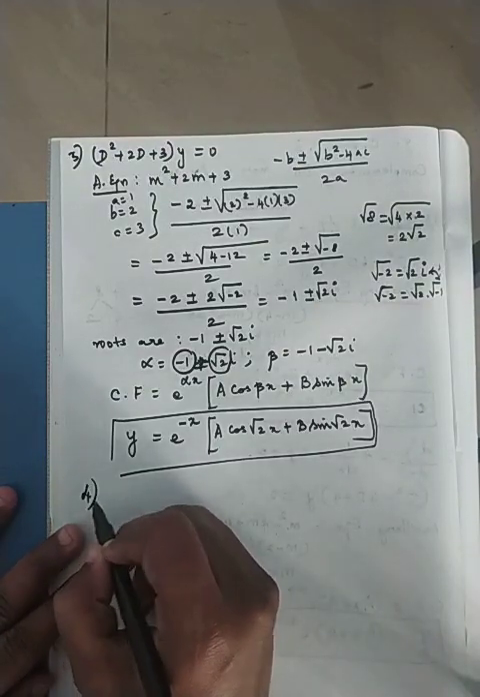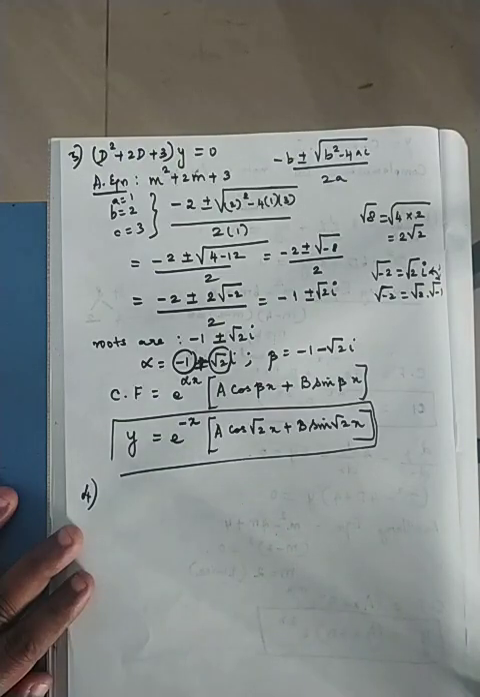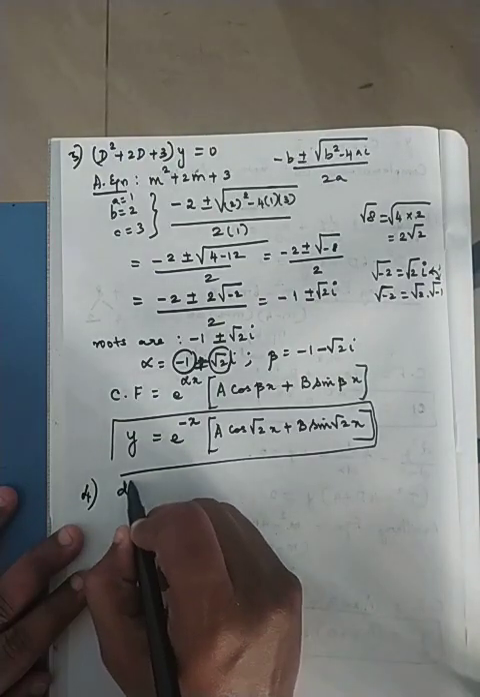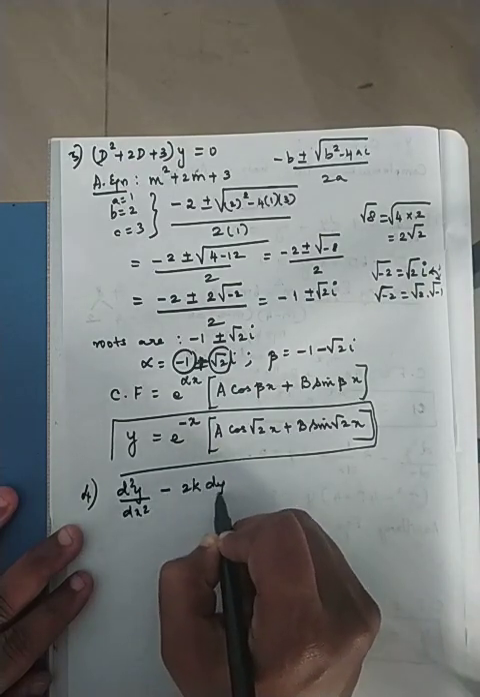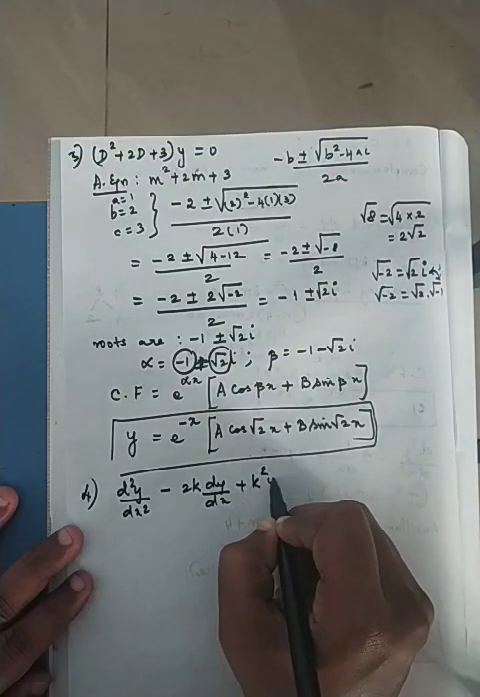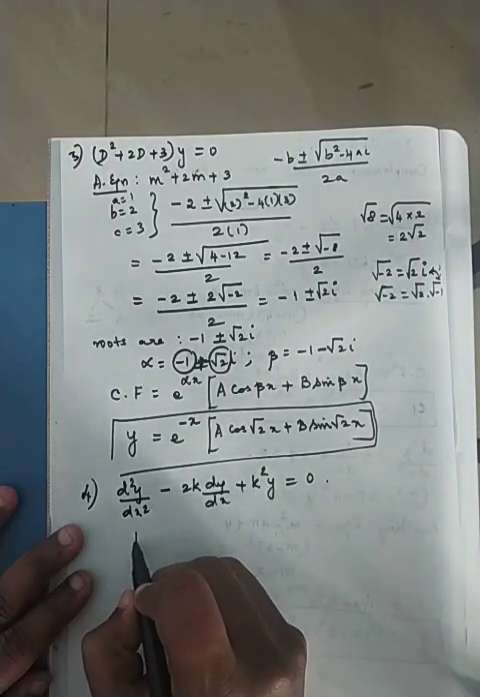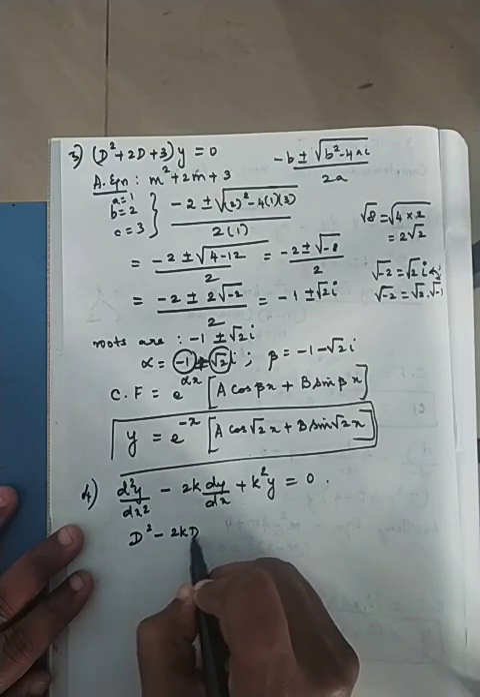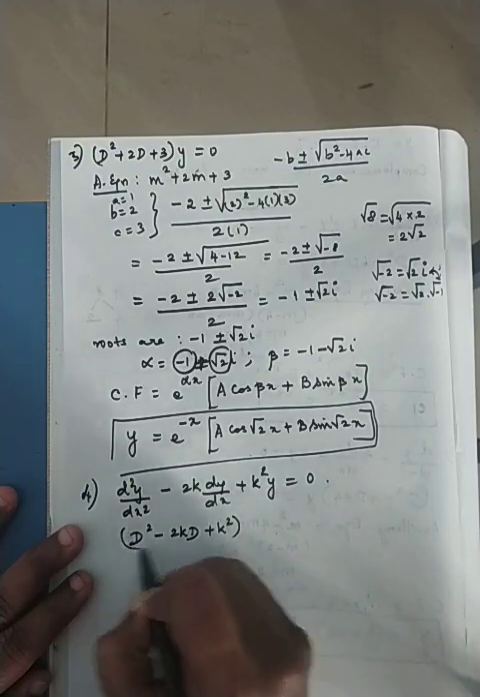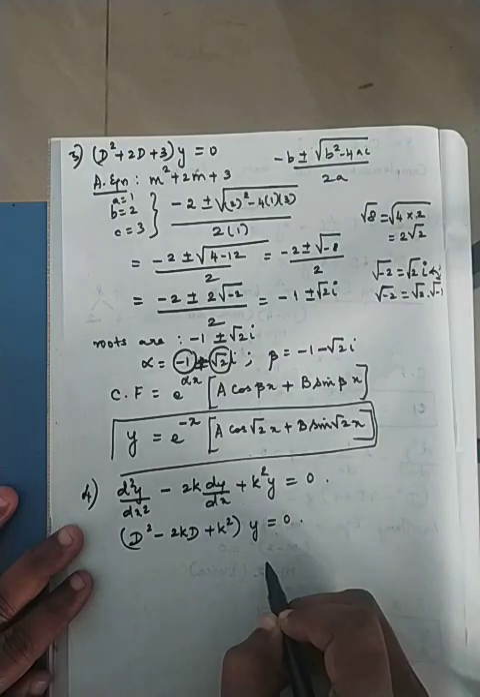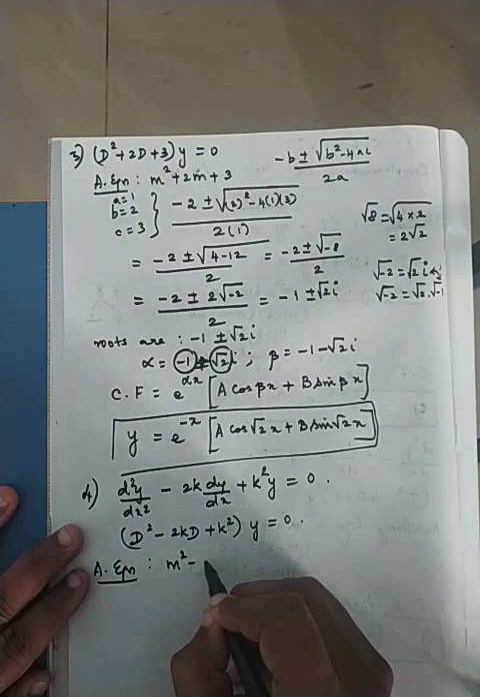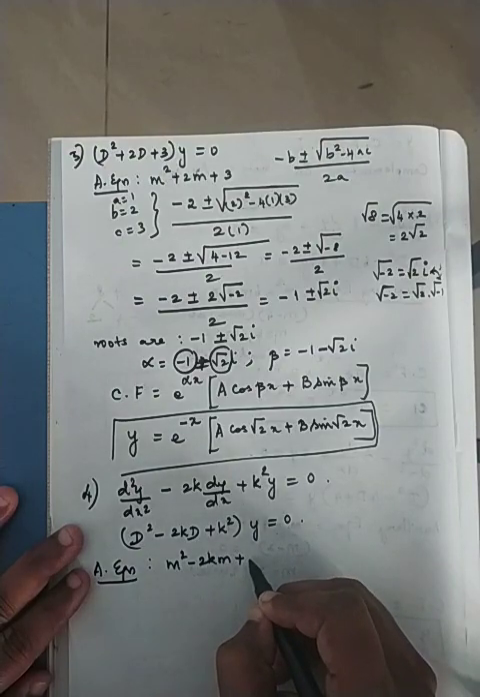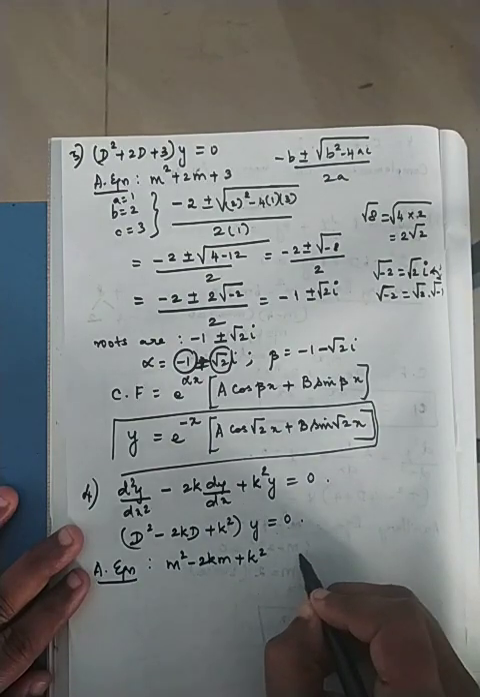Next, what is my fourth problem? My fourth problem says d squared y by dx squared minus 2k into dy by dx plus k squared y equal to 0. Now I have to rearrange this: D squared minus 2kD plus k squared into y equal to 0. Now what is my auxiliary equation? M squared minus 2km plus k squared will become my auxiliary equation.